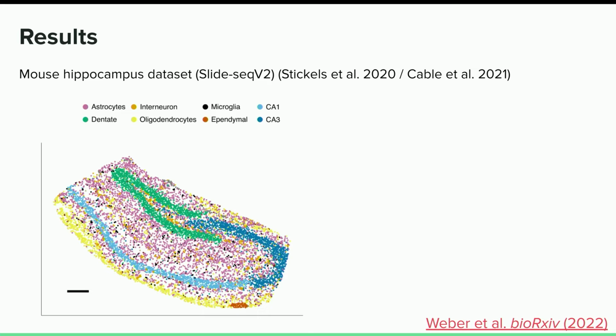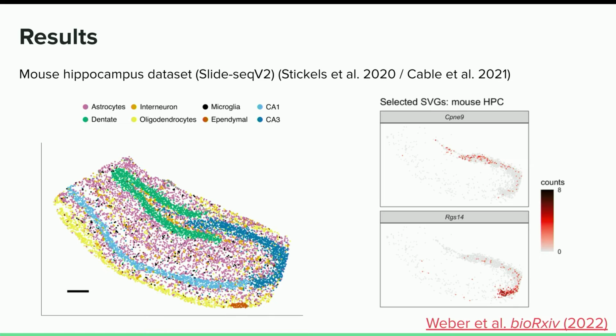So for example, this is a different data set from the mouse hippocampus that was measured on SlideSeq, and it has dots that were annotated by the particular cell type. And these are 2 genes that we found that vary in space. So it's more highly expressed in this region and it goes down, versus this gene was highly expressed in this region and then it goes down this way.